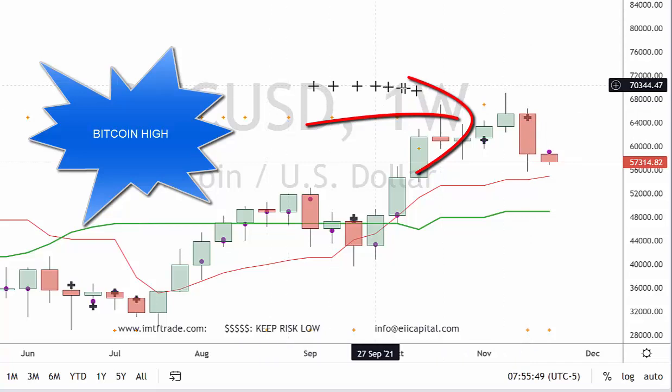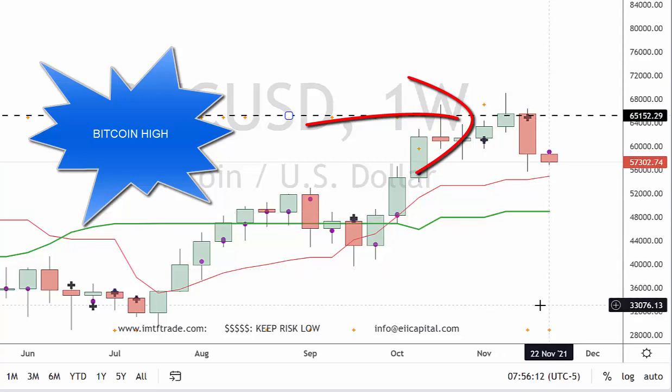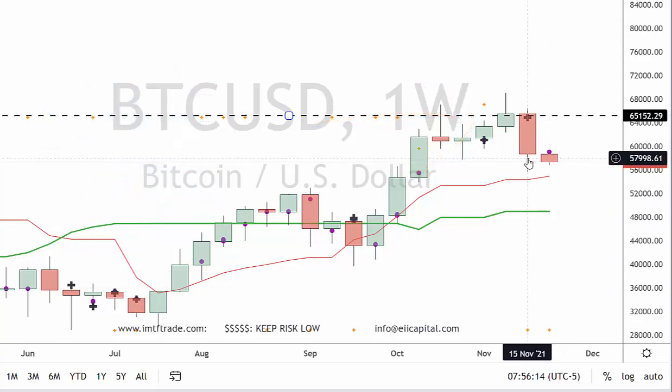This is Bitcoin on a weekly time frame. The cross right here is right there. And what you do is once you have a cross there, if price gets below it and breaks the previous bar low right there and closes below it, this now designates the top of this instrument for at least a while. If it breaks the green line and keeps on going down, then that could be a possible high for that for a long time.